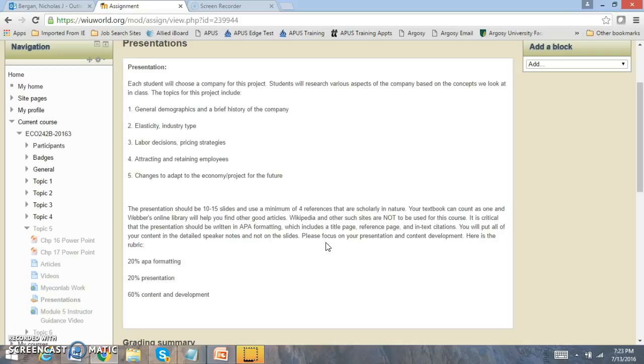That's really more important. You need to make sure also that you're not using Wikipedia, you're not using Investopedia, and you have APA formatting as well. That's very important to focus on in your work. APA formatting is key because APA formatting is going to be a way that you're going to use to present your information.